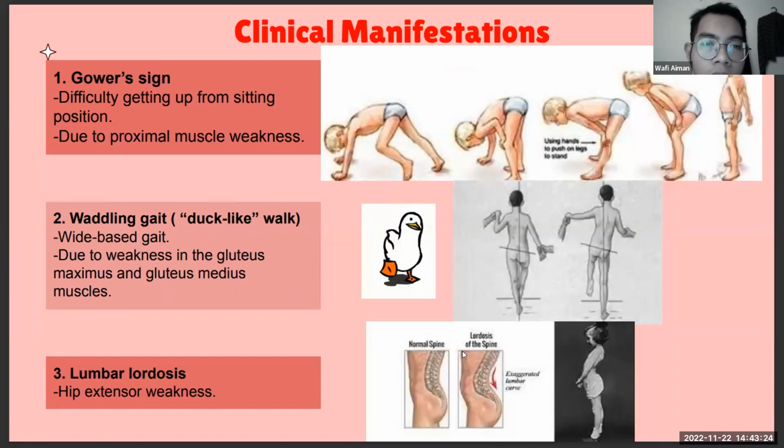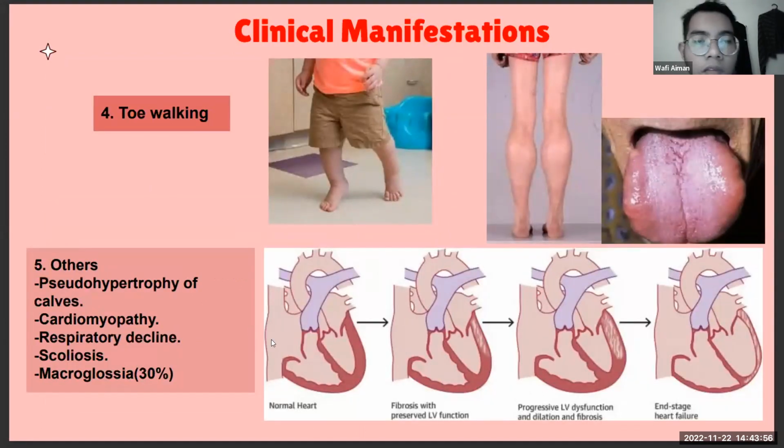So this is the list of clinical manifestations. The first one we can see is Gower's sign, which is a difficulty in getting up from sitting position due to proximal muscle weakness. The child cannot stand without the help of their hands. And then the second one is waddling gait, duck-like walk, wide base gait due to the weakness in the gluteus maximus and gluteus medius. And then the third one is lumbar lordosis, which is due to the hip extensor weakness. And then we have toe walking. And then others is like pseudohypertrophy of calf, like the second picture on the above.